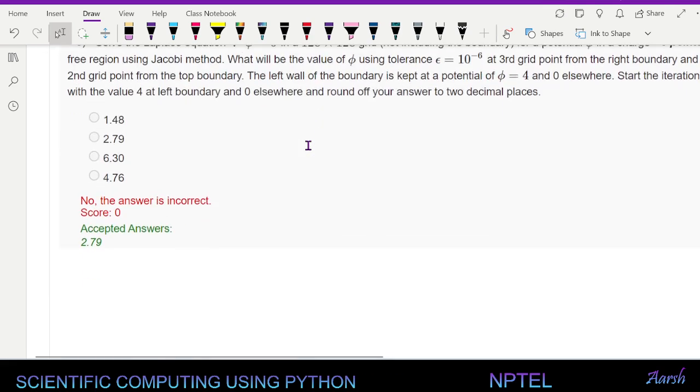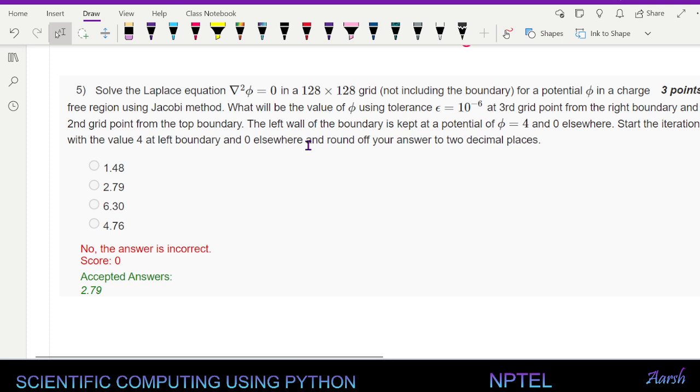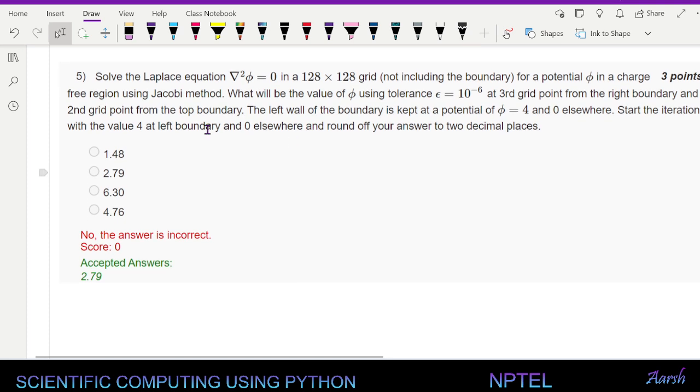Now we have two coding questions, so let's go one by one. First is Laplace equation. Grid size is given 128 times 128, and it's given that not including the boundary. So the boundary point should be outside the grids for a potential phi in charge-free region using Jacobi method. And we have to find the value of phi using the tolerance. This tolerance specifies when to end, right? Where to end.